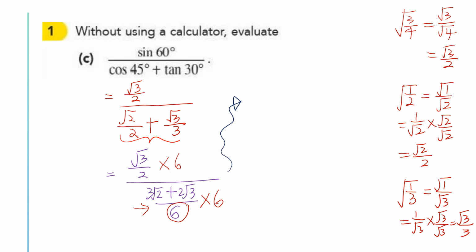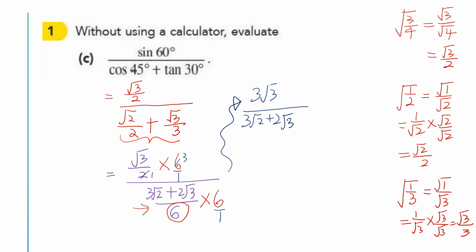Right, so this will give me 2 times, this will give me 6 divided by 2 gives you 3. So 3 square root 3, right? Then over, you just write 6 as 6 over 1. So 6 divided by 6 will be 1. So you're left with 3 square root 2 plus 2 square root 3. Okay, so this is not considered simplified. It's not considered simplified because you can't actually have your denominator irrational. So we need to rationalize it.